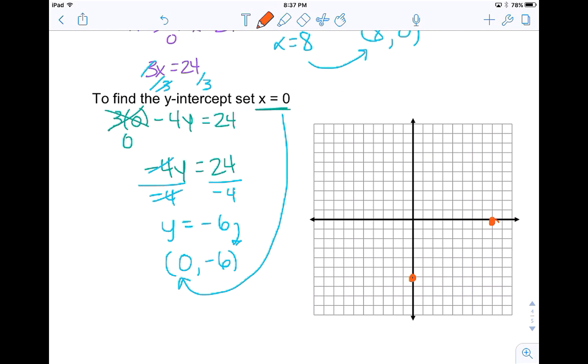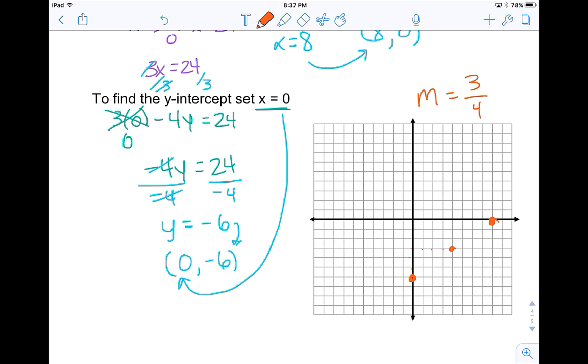And then I'm going to use that slope of 3/4 to just find a couple other points that sit on my graph. It doesn't matter which point you move from. You can still move from the y-intercept if you want. So our 3/4 is our rise over run. From negative 6, I'm going to move up 3, right 4, and plot a point.